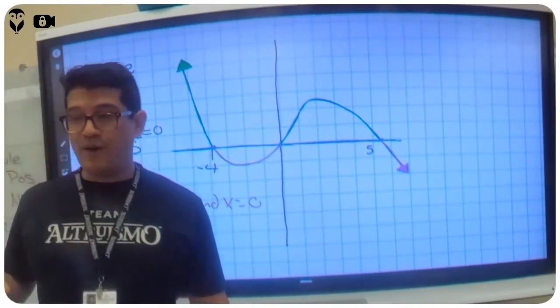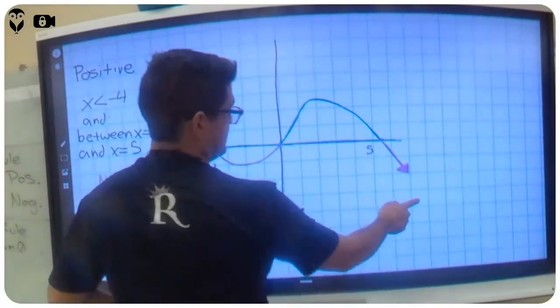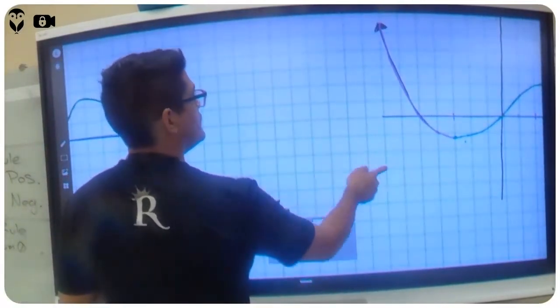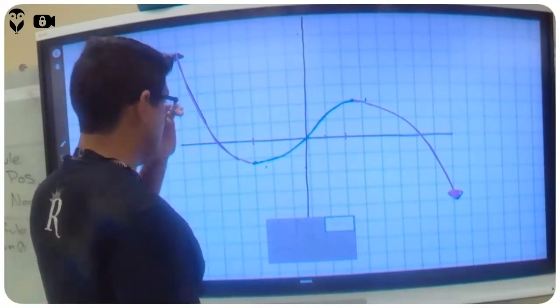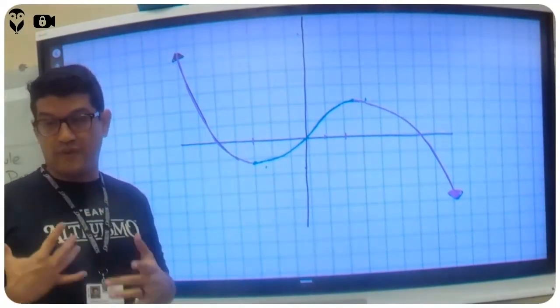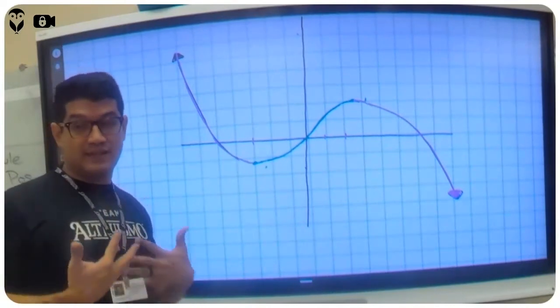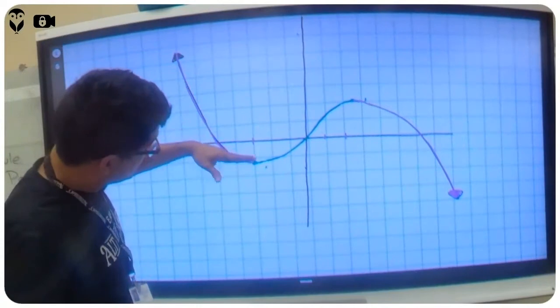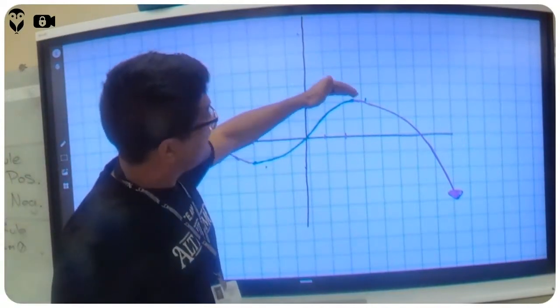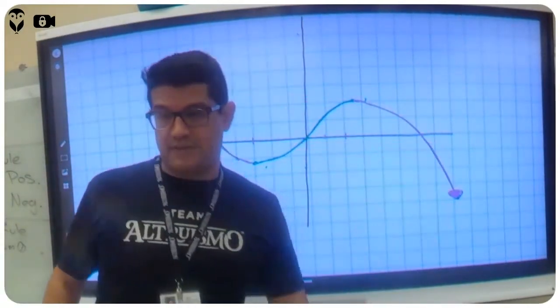Okay, so now we're going to talk about increasing and decreasing. Okay, when is this increasing and when is this decreasing? So if you pretend this is a roller coaster, it's very simple to realize when something is increasing and something is decreasing. So if you look at it from left to right, when it's going down, it's decreasing, and when it's going up, it's increasing, and then going down, it's decreasing.